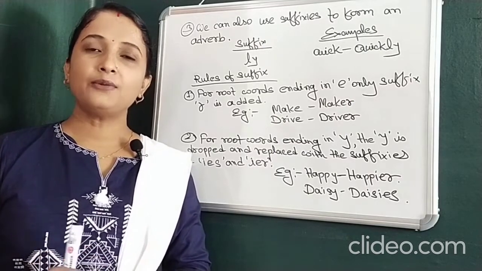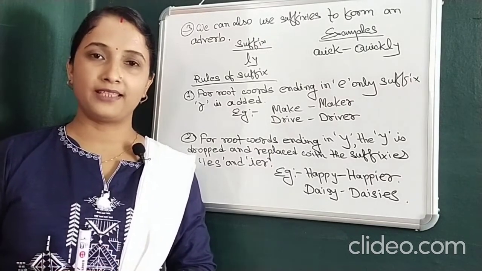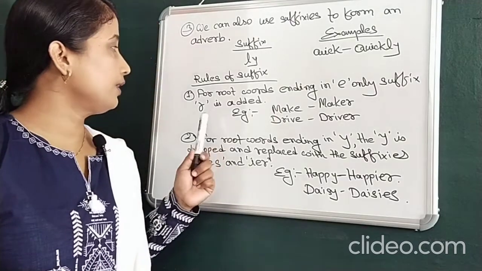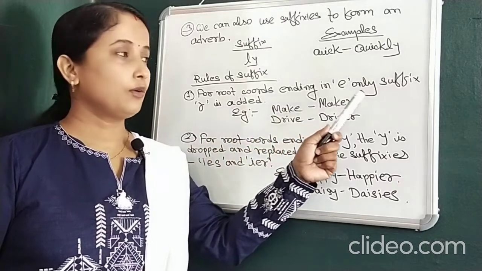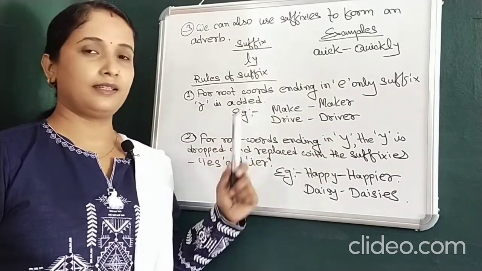Now we will see two rules of suffix. Here the first rule is, for root words which end in e, only the suffix r is added.